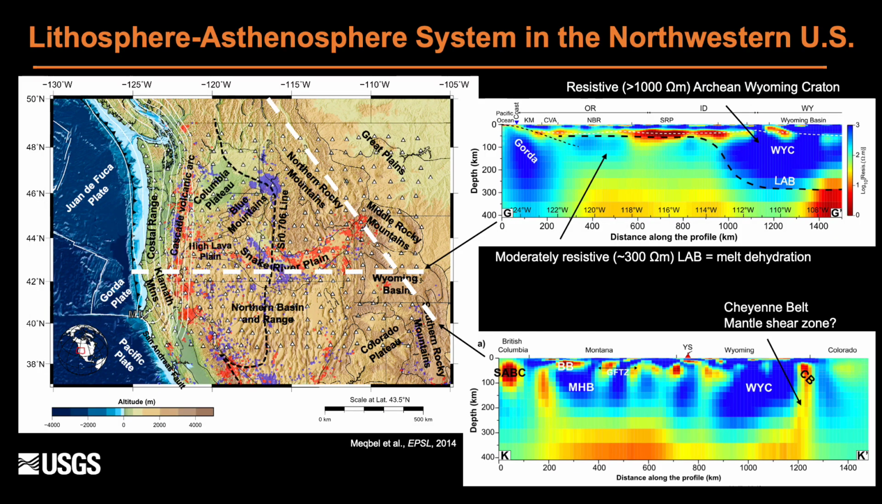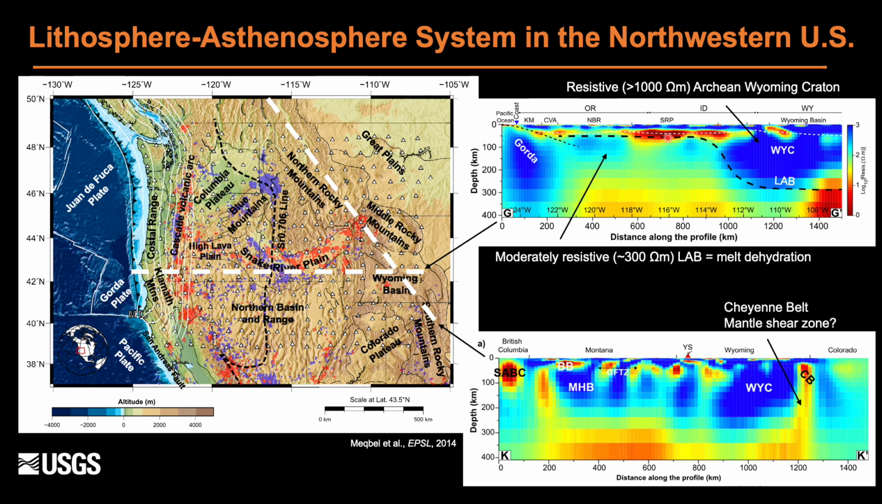For the first case study, we'll look at the tectonically active northwestern US. And here I just want to highlight a few of the general characteristics of the lithosphere-asthenosphere system that we often observe in MT imaging. These figures here show cross-sections through a three-dimensional electrical conductivity model from work by Nasser McBell, Gary Egbert, and colleagues.